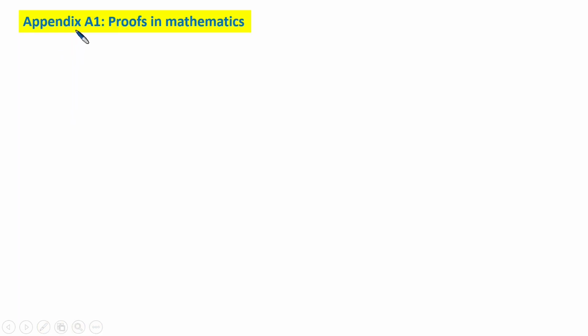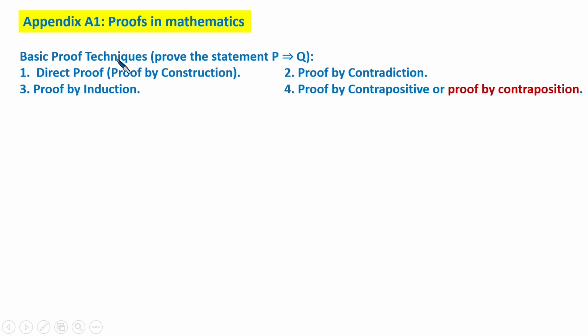Now we come to the next chapter, that is Appendix A1, proofs in mathematics. So what are the basic proof techniques? To prove the statement P implies Q, how do you do that? There is a direct proof, also called proof by construction. Then there is proof by contradiction. Then there is proof by induction, and there is proof by contrapositive or proof by contraposition. Some mathematicians use this word and some use that word. So let us see all these four with a small example.